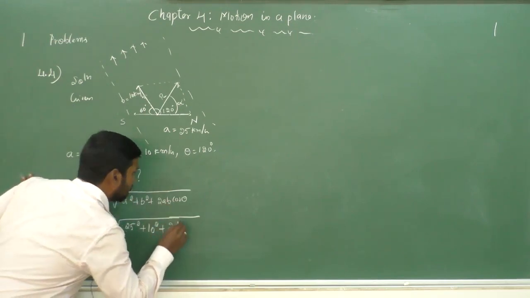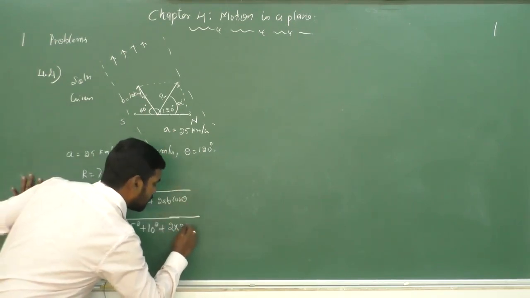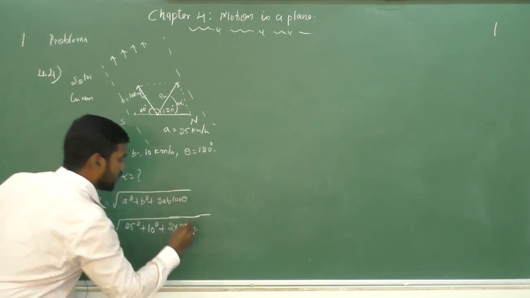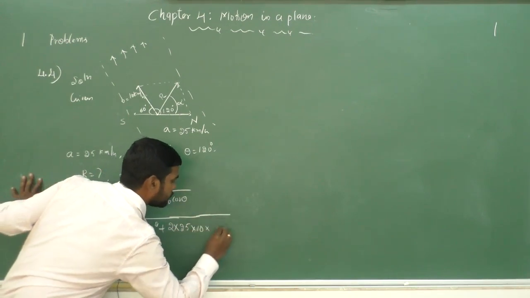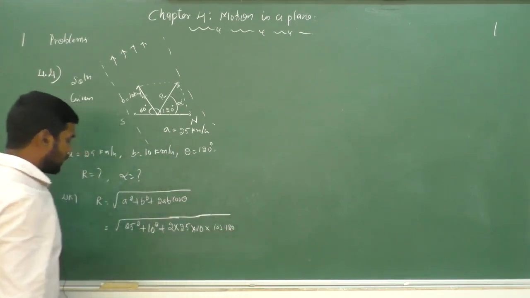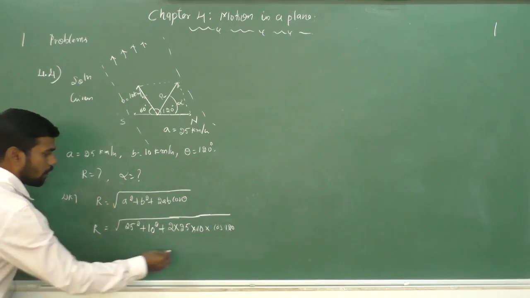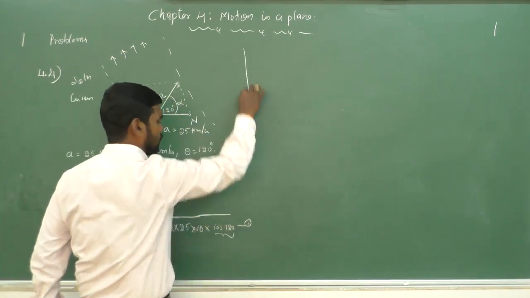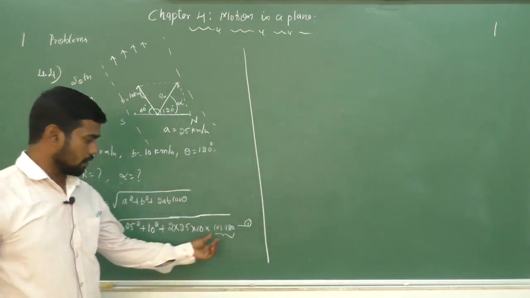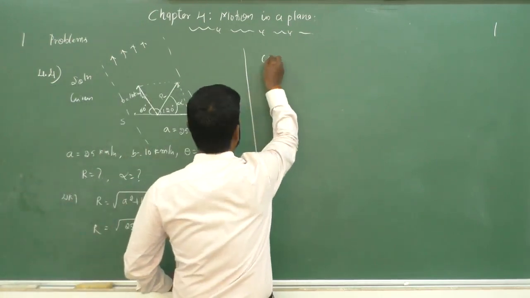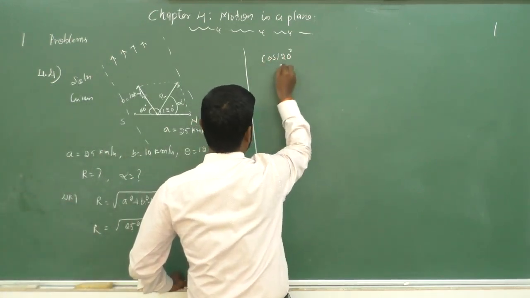2 into A, which is 25, into B, which is 10, into cos theta. How much is cos 120 degree? We need to find out the cos 120. In the previous session, I discussed how to find the cos theta values and sin theta values. So we'll find the cos 120 value here.